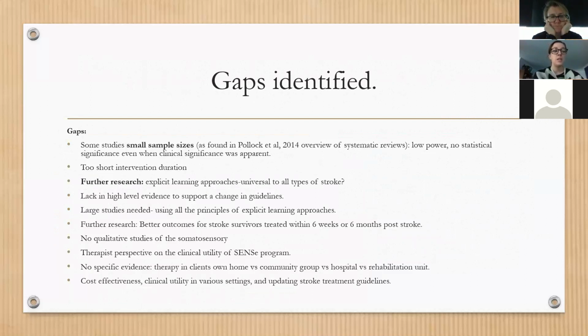There needs to be further research to ascertain if the explicit learning approaches identified are universal to all types of stroke. There's not enough high-level evidence to support a change in guidelines for treating stroke survivors in this way yet. And further large studies incorporating all the principles of explicit learning approach need to be undertaken to ascertain if stroke survivors will have better outcomes.